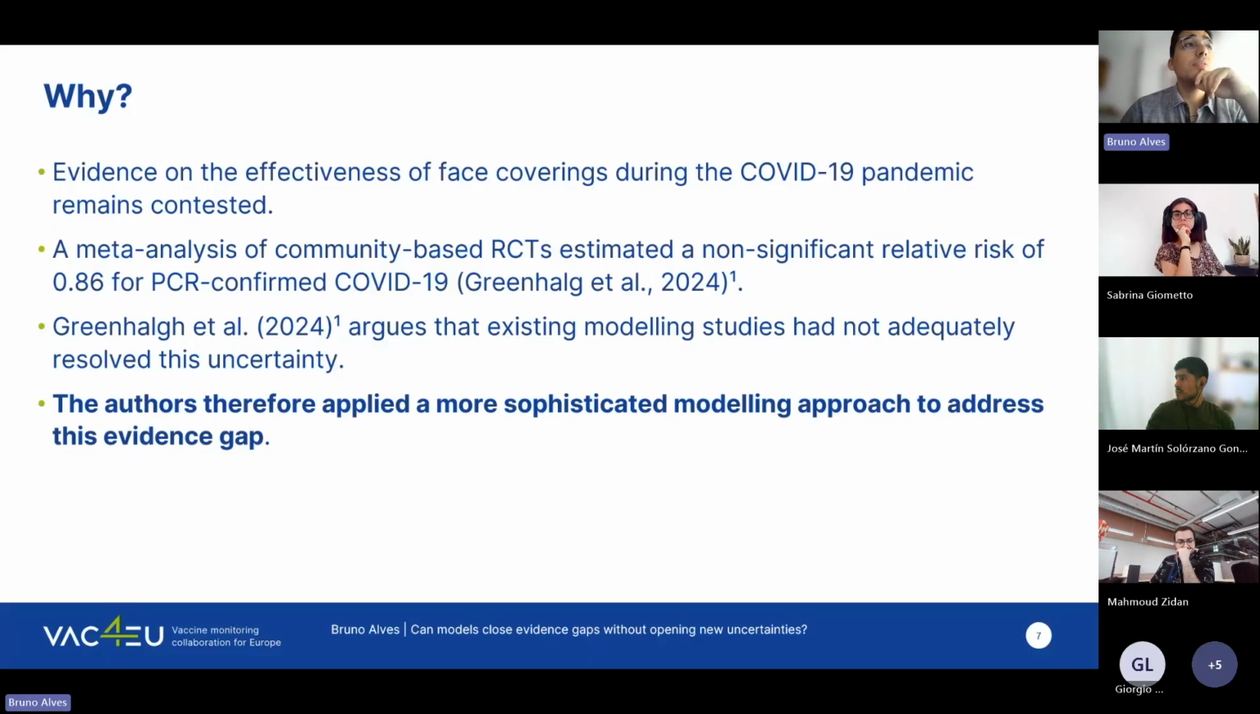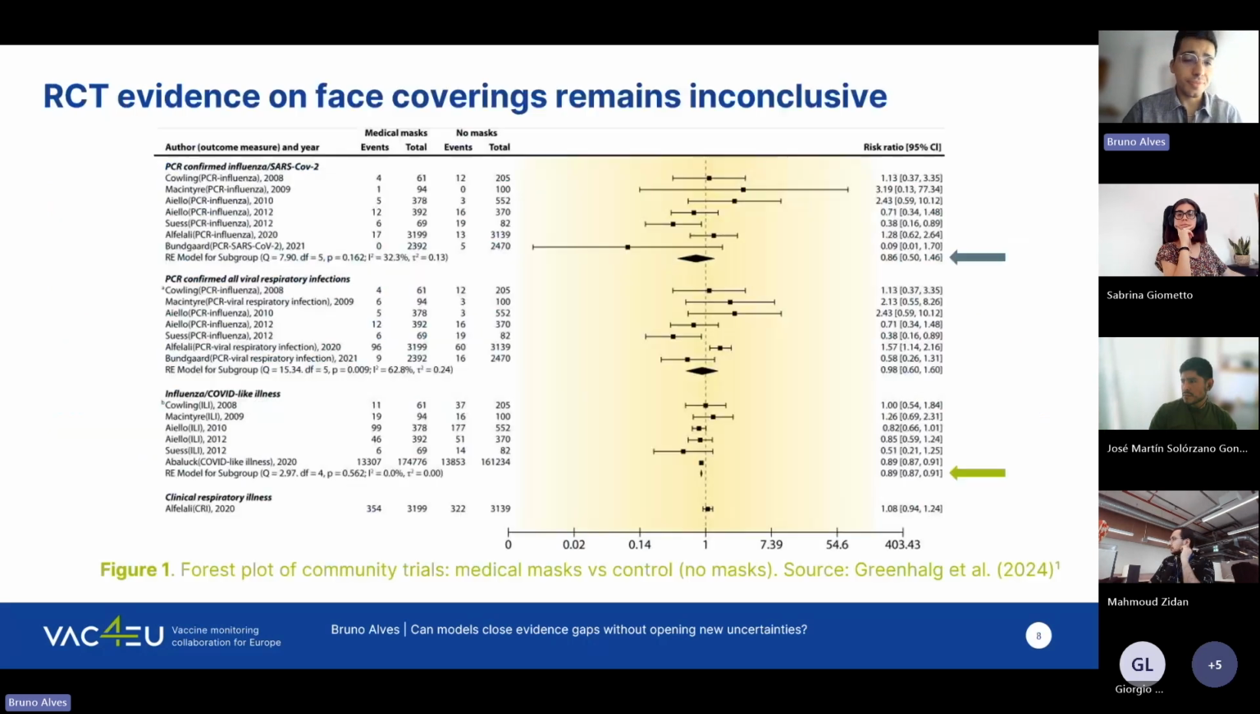And the paper refers to this meta-analysis of RCTs, and I'm showing in the next slide a figure referring to this. But right now, we don't have data supporting a significant relative risk reduction in protection because of the use of masks. And the authors of this paper argue that current studies still do not resolve these uncertainties. So they propose to apply this new modelling approach, this DCM, to answer this gap.